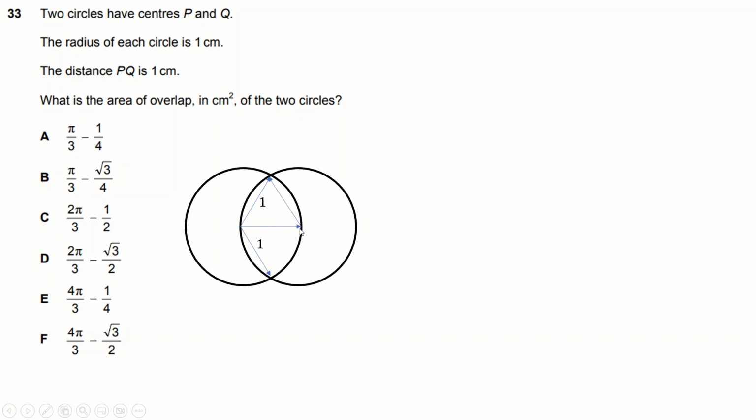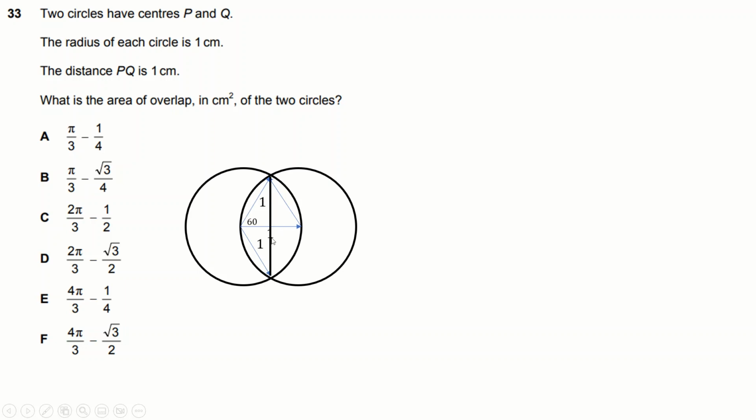But this is also 1 because it's the radius of the right circle, which means if this is 1, 1, 1, we have lots of equilateral triangles in here. Well, we have 2 of them, I guess. It's asking us for the overlap here. And the way that I'm going to work this out is, this is an equilateral triangle, like I've said.